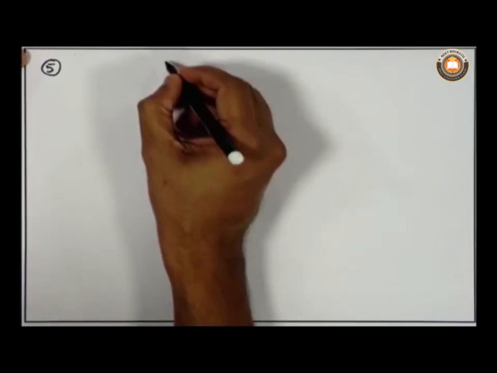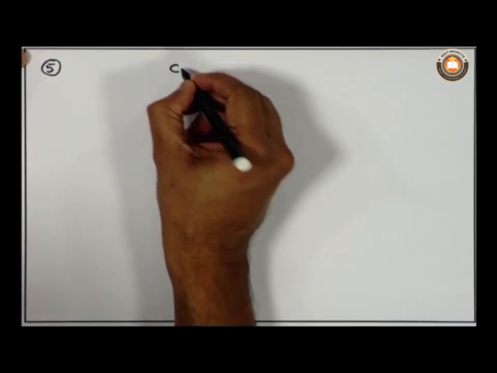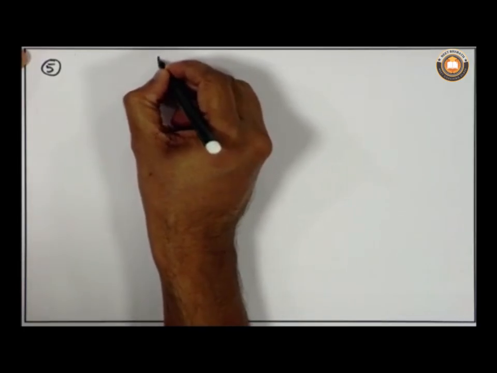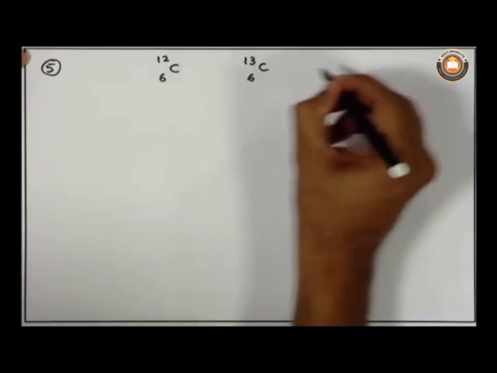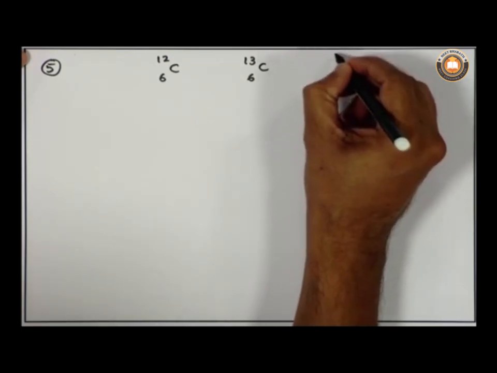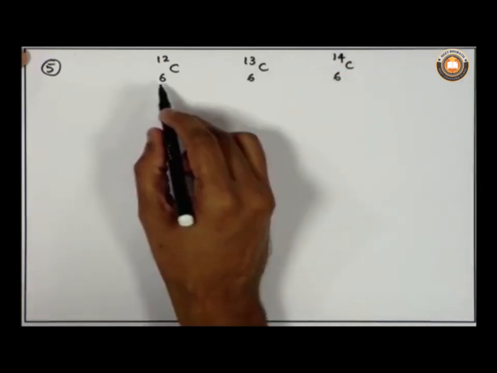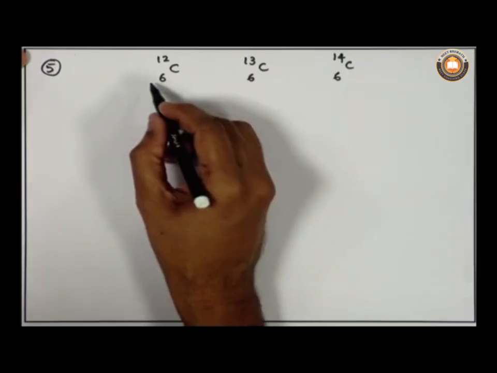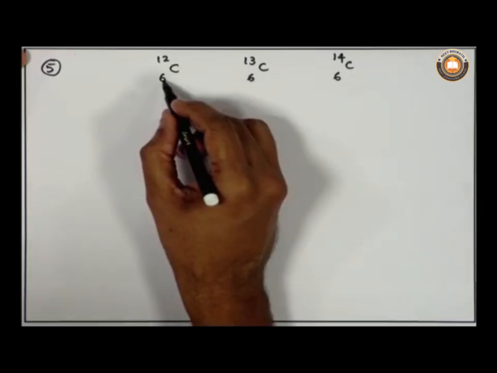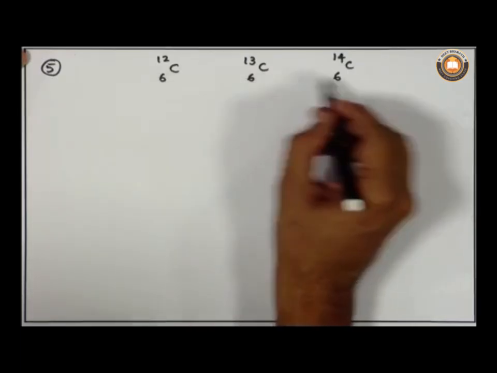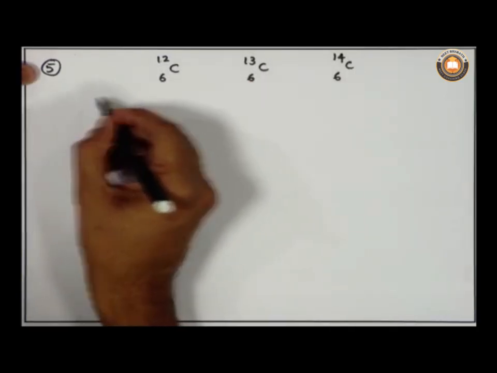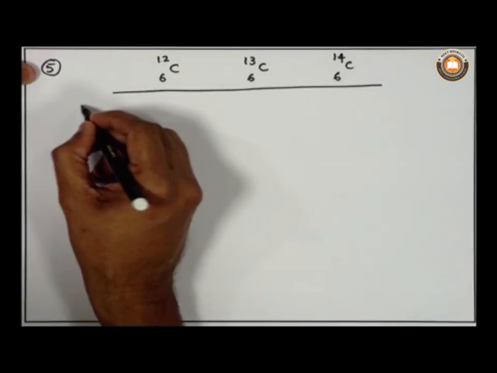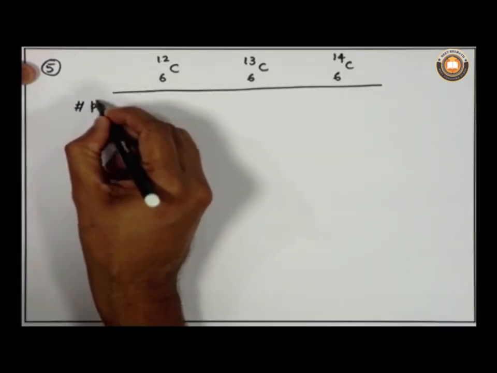Let us now take 3 different atoms: C-12, C-13, C-14. So, you see there are 3 different carbon atoms. In each of them, the Z, the atomic number, is 6, and the mass number varies from 12 to 13 to 14. All right. Let us establish the number of protons.